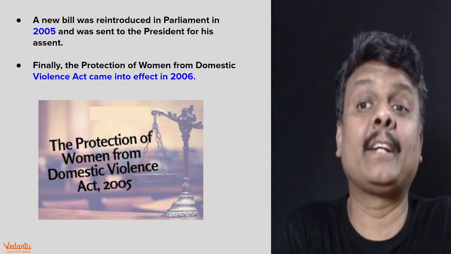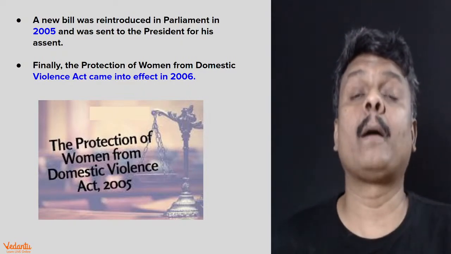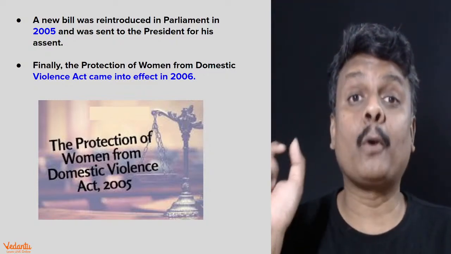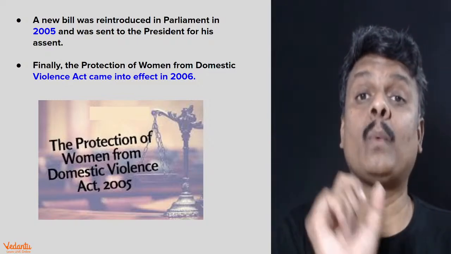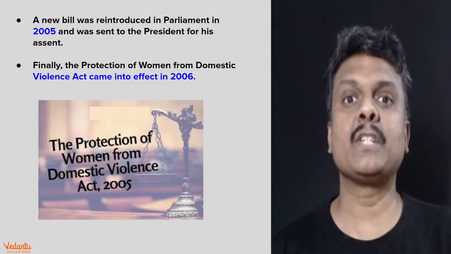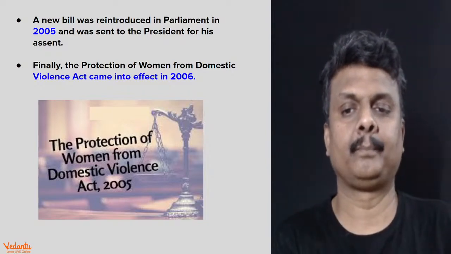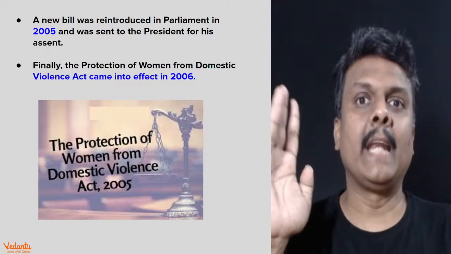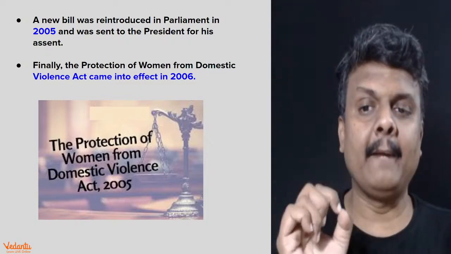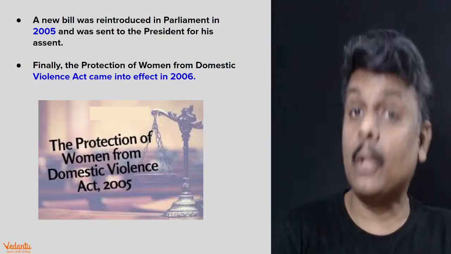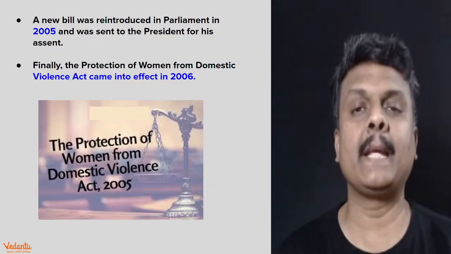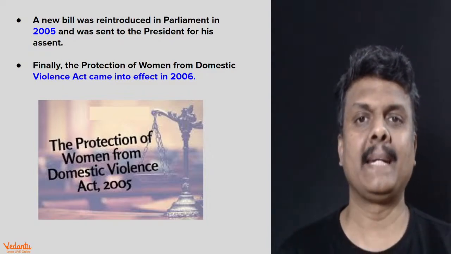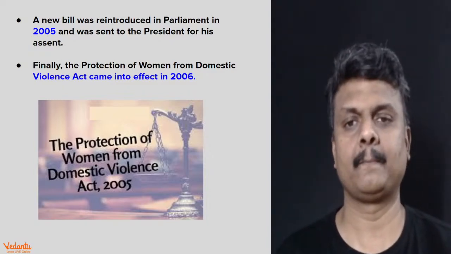Alright, so what is that act called? Protection of Women from Domestic Violence Act. I repeat, the act was called the Protection of Women from Domestic Violence Act. And when was it passed? 2006. Okay, guys, the law was passed in 2005 and it came into effect in 2006. So if you have to speak about it, it is called the Domestic Violence Act 2005, but it came into effect in 2006.